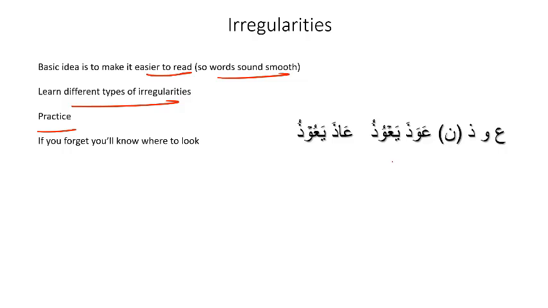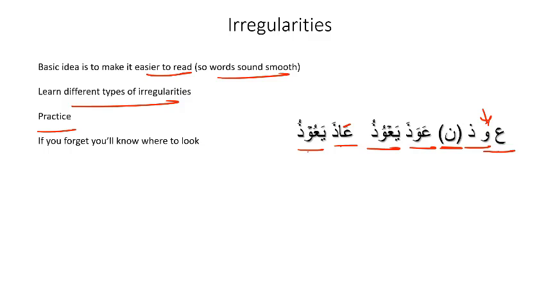Now, just to give you an example of an irregularity, ain waw za or ain wa za. Whenever we have a waw, this makes the word irregular. If this is bab nasara, the standard, based on the rules we've studied, this would be written awaza ya'udhu. But Arabs don't like to say awaza. After a fatha, they like to have the alif. So instead of saying awaza, they say aza, ya'udu.